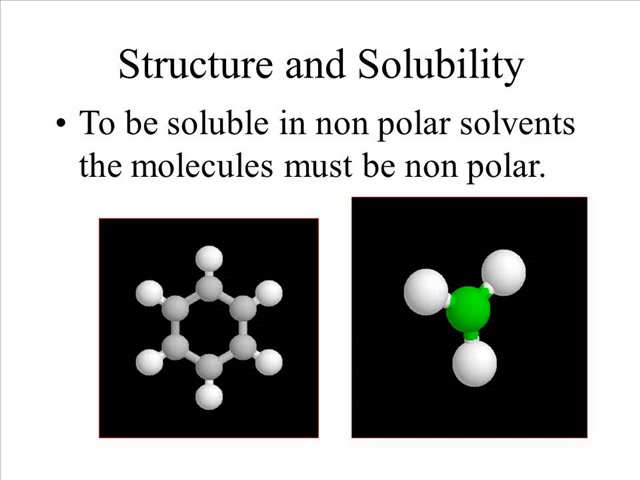To be soluble in nonpolar solvents like the benzene on the left, a molecule must be nonpolar. So the trigonal planar molecule on the right would be soluble in benzene on the left, but it would not be water soluble.